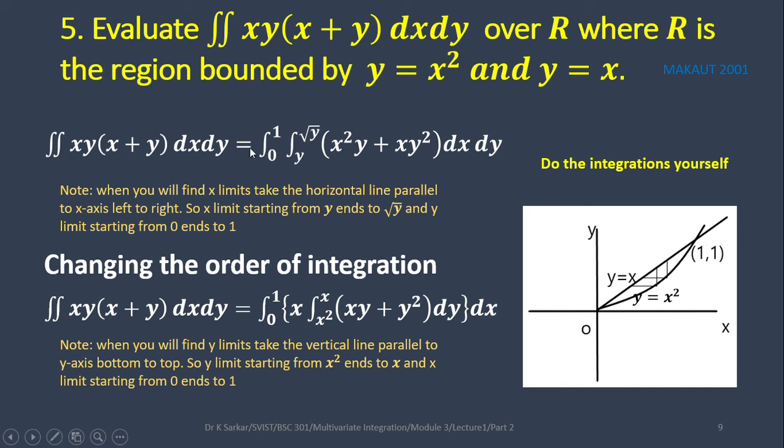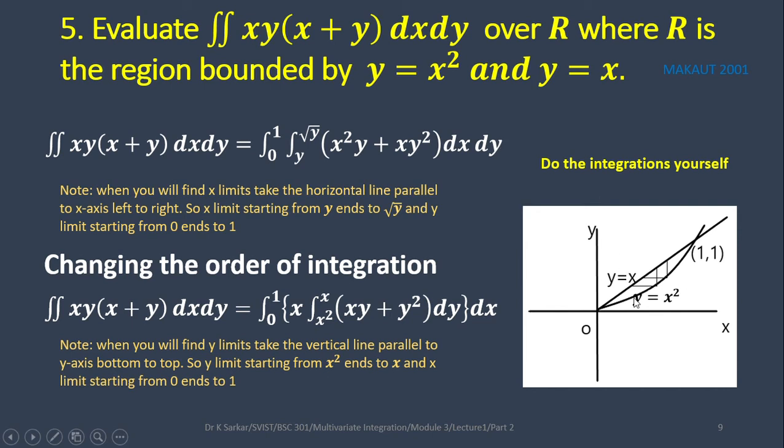Now, if you would like to do the integration with respect to x first, then you have to take the horizontal strip, left to right. So at the left, the x limit is y, and at the right, the x limit is square root of y. So the x limit goes from y to square root of y.